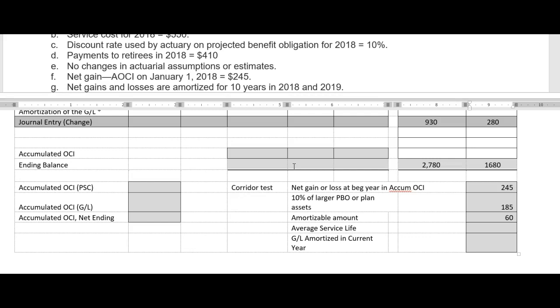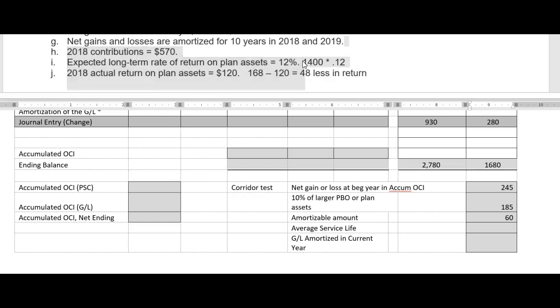Okay, so then we take that 60 and we divide it by the number of service life left. So up here it tells us net gains and losses are amortized for 10 years in 2018 and 19. So for both of these years, if we're allowed to amortize any, we amortize it over 10 years. So we take the amortizable amount, we divide it by the estimated service life that we can amortize it over, and that tells us what our current year's amortization is.